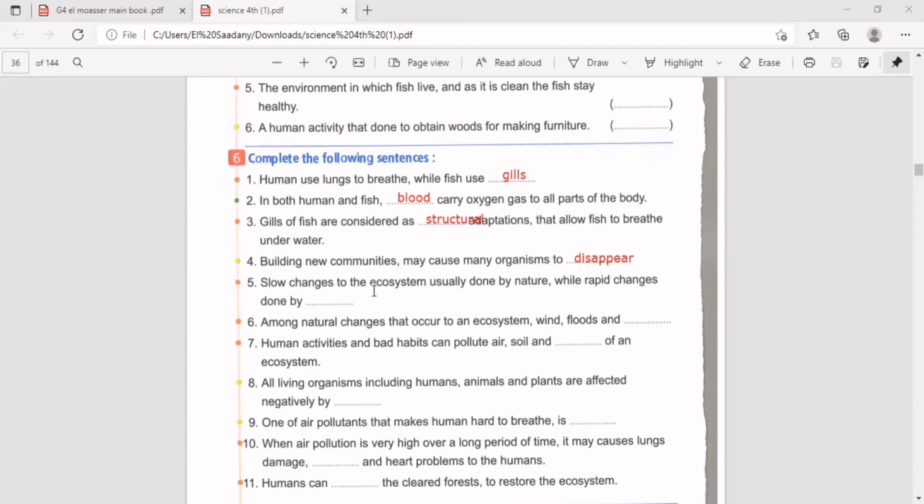Slow changes to the ecosystem are usually done by nature, while rapid changes are done by, so we said that the changes done by nature take a lot of time, so they are slow, while rapid changes are done by the human. The human will just go to the forest and cut all the trees quickly, so it's rapid. Rapid means quickly. So the rapid changes are done by human activities.